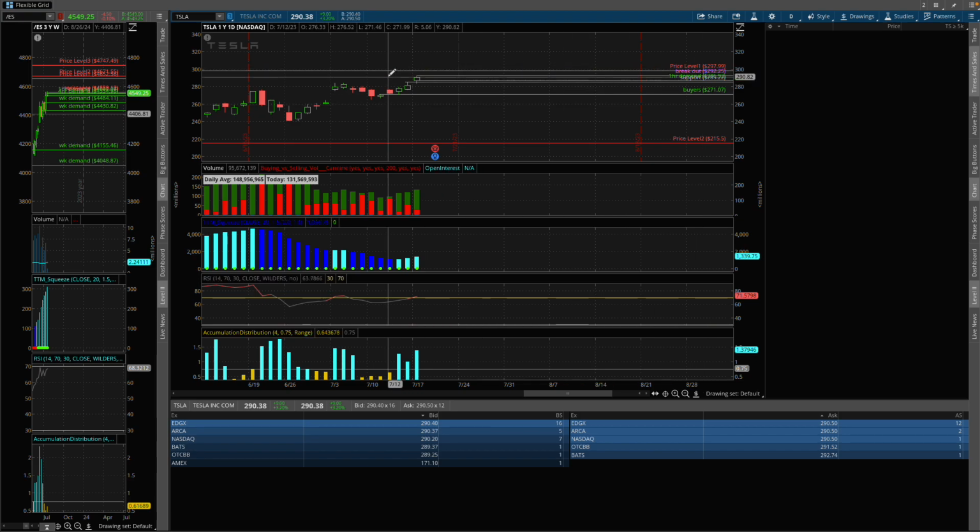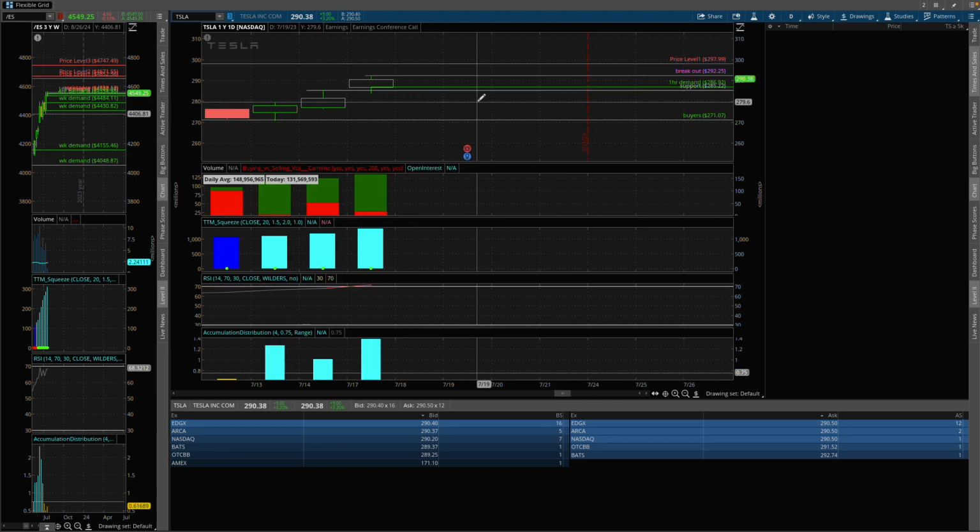On a daily, I'm not seeing much structure, but I do see this basing candle right here with a red engulfing candle. But the thing I like is that we came back and retested this area and we found buyers. So this would be a key level that I would want to play again if we ever came back to this level, where I could play a bounce to the supply zone.